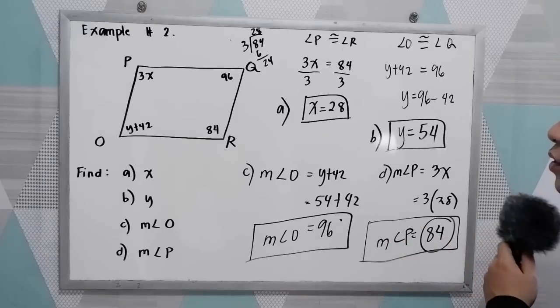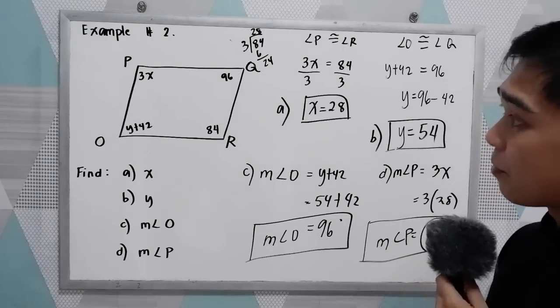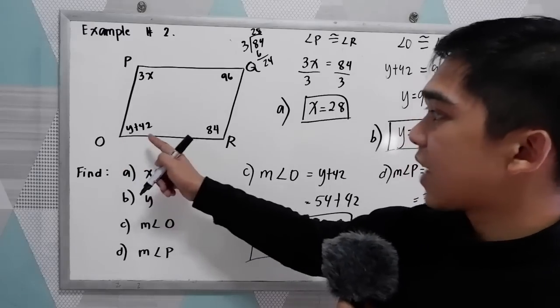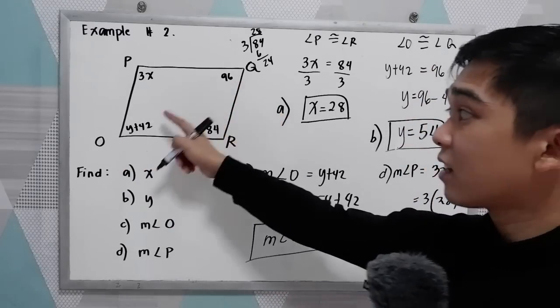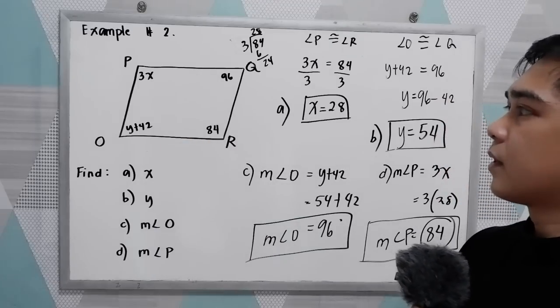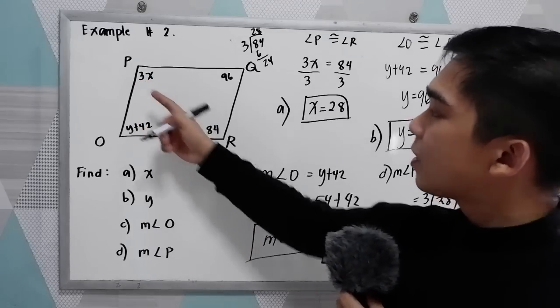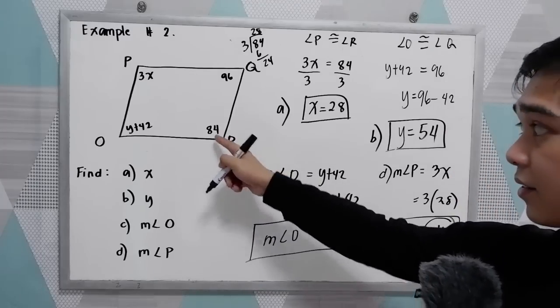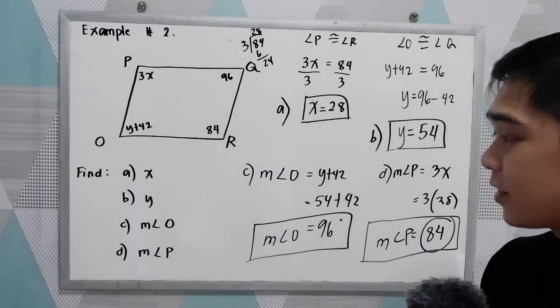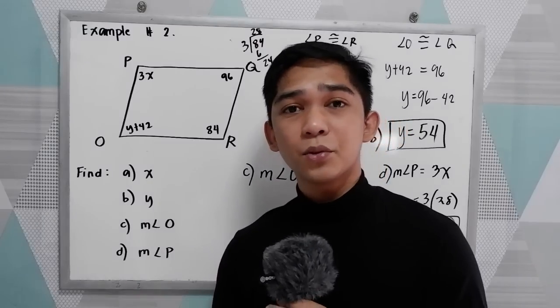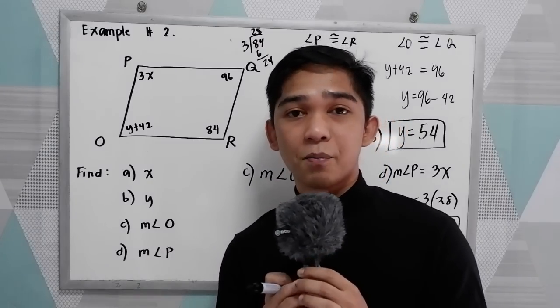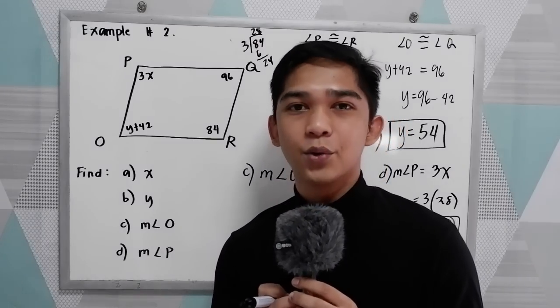Now to verify using our property number 2, angle O is 96 and angle Q is 96. Opposite angles are congruent. Angle P is 84, angle R is 84. They are the same. That proves our property number 2. Opposite angles of a parallelogram are congruent.